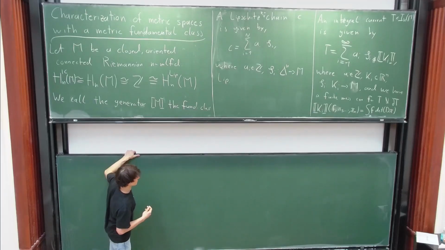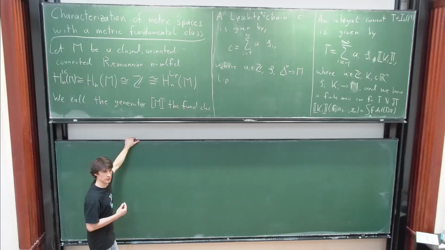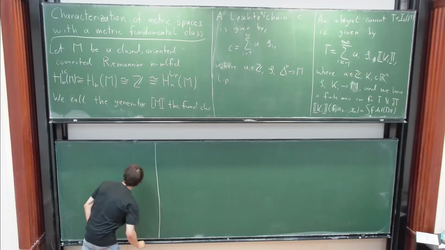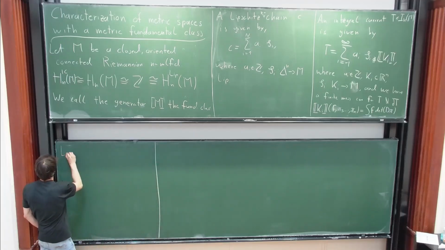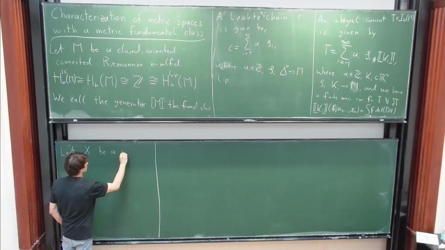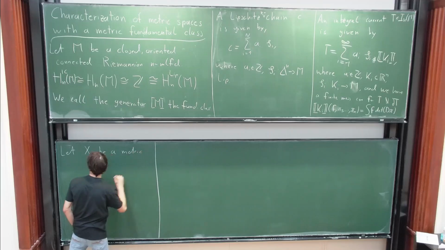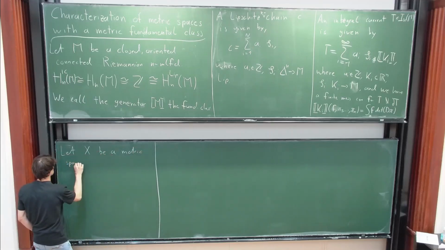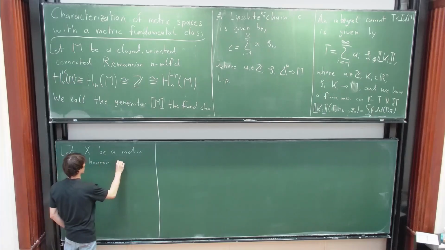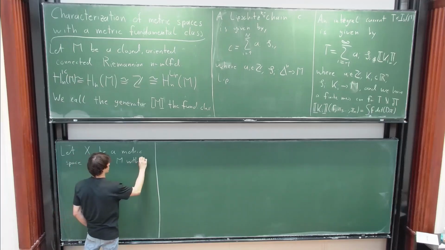The question I was studying for the last three years is: what happens for a non-smooth manifold? How does this picture look in this case? By a non-smooth manifold, I mean a metric space X which is homeomorphic to M, and we assume that it has finite Hausdorff n measure.